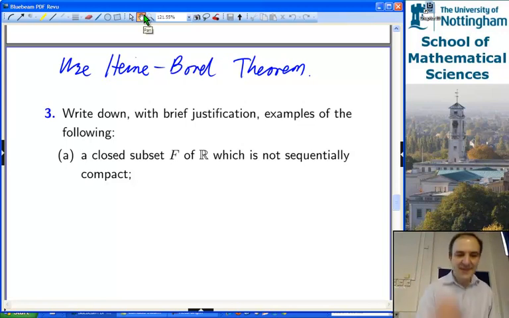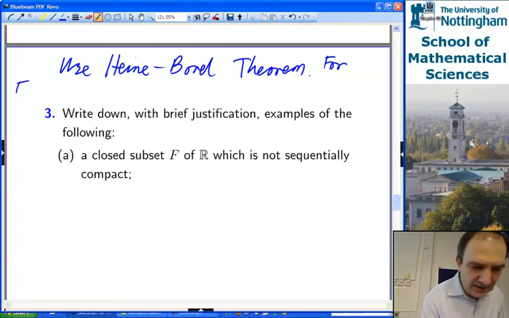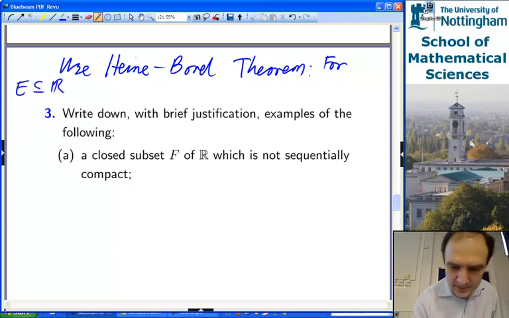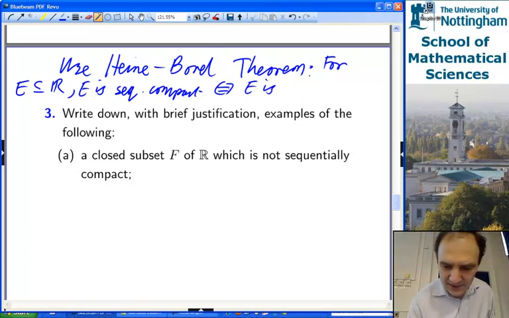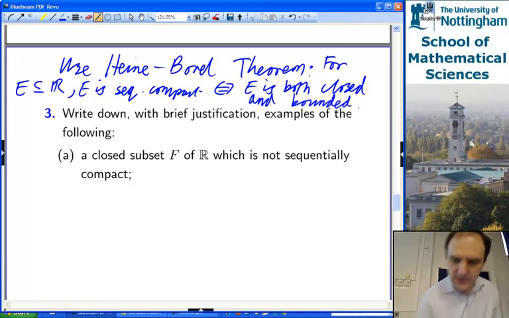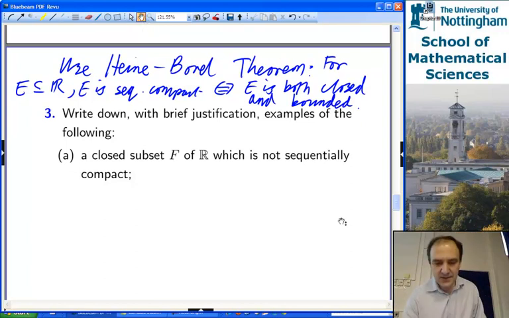Okay, let's get some examples down. Let me first remind you again, for E, a subset of R, E is sequentially compact if and only if E is closed and bounded, both closed and bounded. So if you fail either, you fail to be sequentially compact.